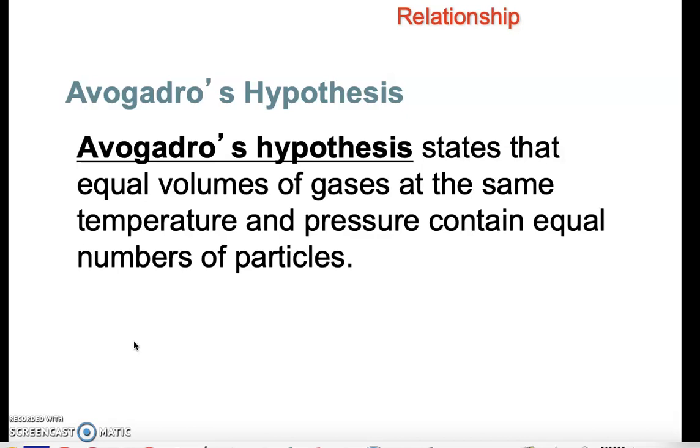Avogadro's hypothesis states that equal volumes of gases at the same temperature and pressure contain an equal number of particles. Okay, so given that they're the same volume, they will have the same number of particles.